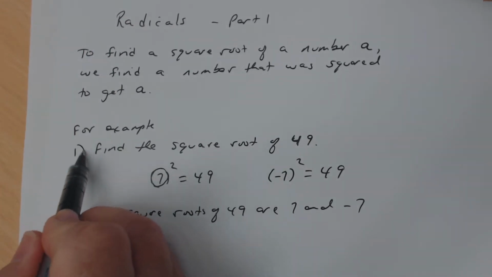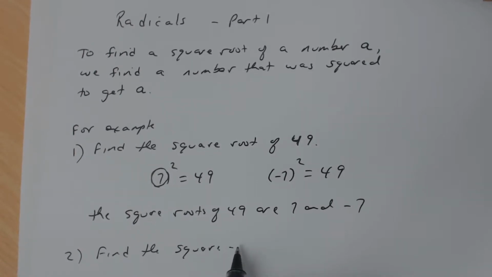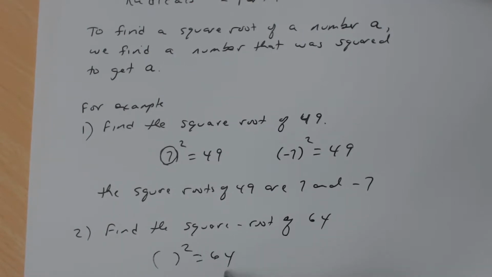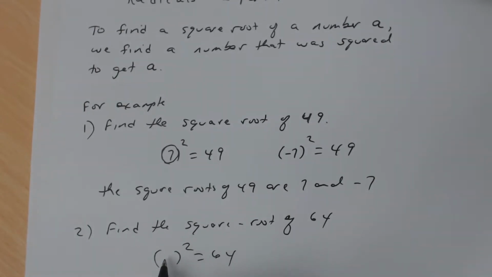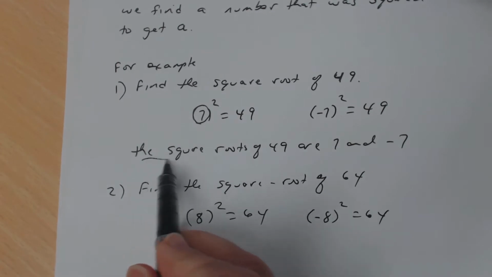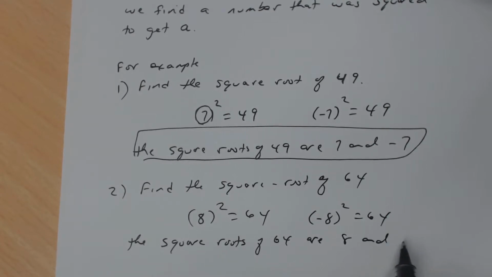So it's kind of like if someone said find the square root of, let's say, 64. So what number squared is 64? That's what you're asked. So whatever that number is, that's your square root. Well, we all know that 8 times 8 is 64, but that's not the only one. Negative 8 times negative 8 is also 64. So the square roots of 64 are 8 and negative 8.